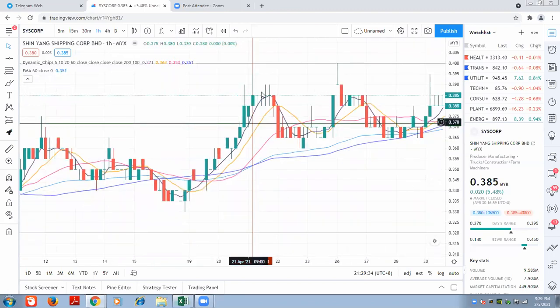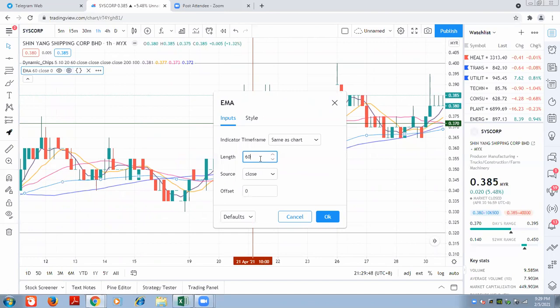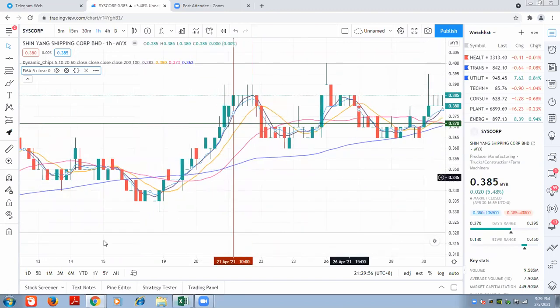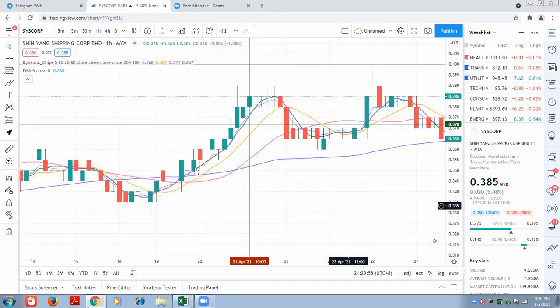I changed. This is the MA5. Okay, everyone see this is the MA5. All right, so this is the MA5 line. Now I change this line. Let's say I change this line into EMA5. Okay, now you see it's more close to the candle.